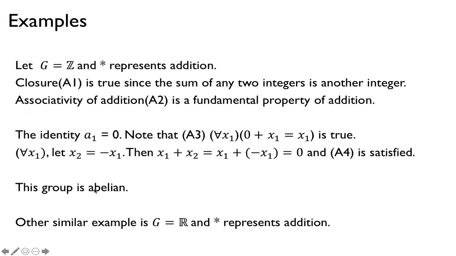This group is also abelian, because addition is abelian. If you change the order of addition, it's the same. Another example that's similar to this one is if you take the real numbers and use addition, that's also a group.